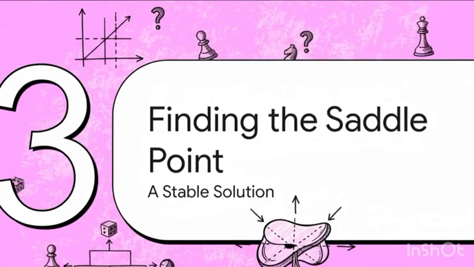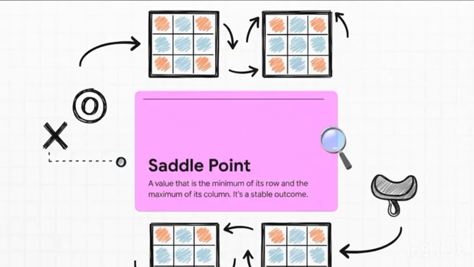All right, now we get to the core of it. How do we find the single best move in these games? This is where we uncover the secret to a stable, optimal solution, something called the saddle point. A saddle point is this special value in our game that represents an equilibrium. From this position, neither player has any reason to change their strategy on their own. Why? Because if they do and their opponent doesn't, they'll end up worse off. It's kind of like the point of no regrets in the game.